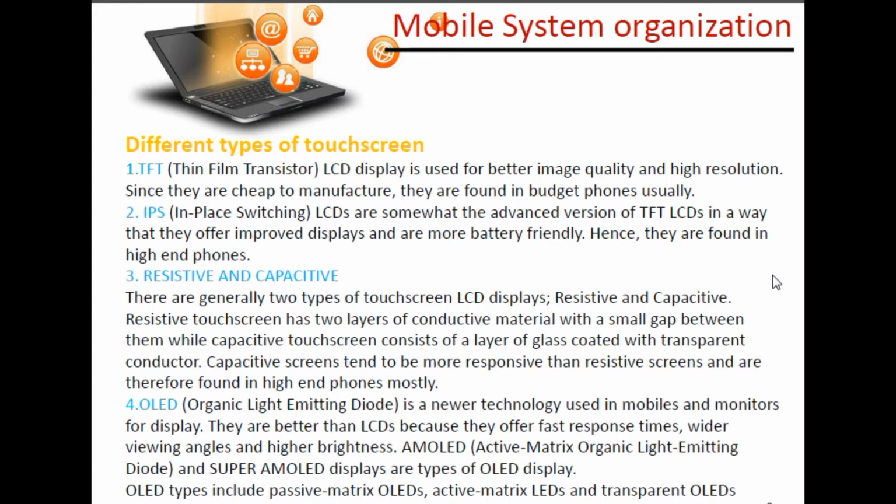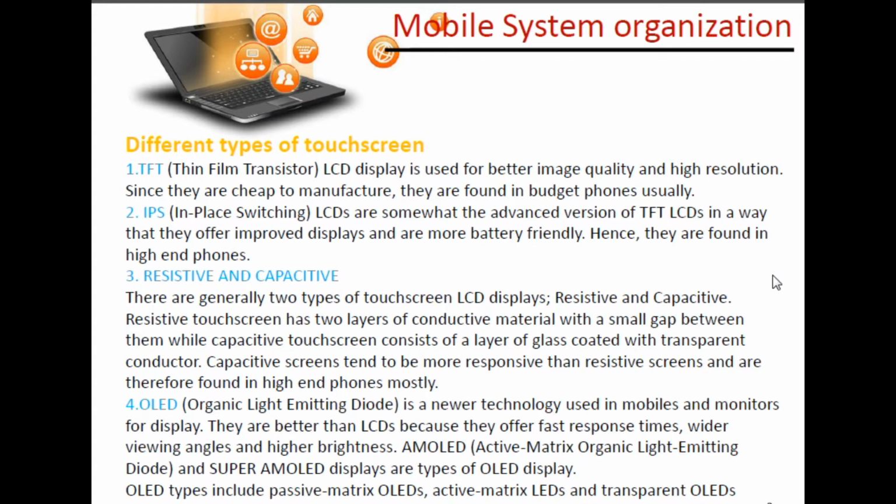At last, the fourth screen is OLED, which is organic light emitting diode. Sometimes this full form is asked in the question paper, so remember it: organic light emitting diode. It is a newer technology compared to the other 3 technologies we have just discussed. It is used in mobile phones and monitors for display. They are better than LCD because they offer faster response time, wider viewing angle, and higher brightness.